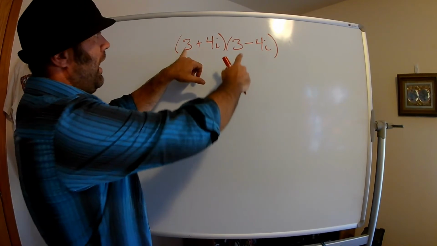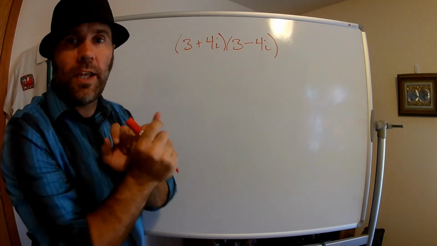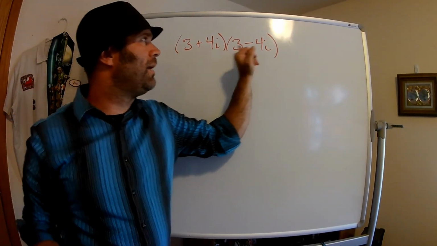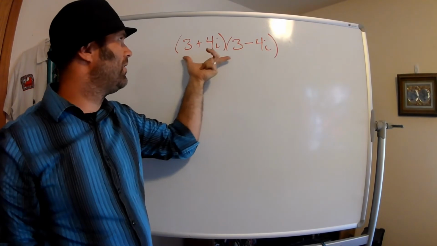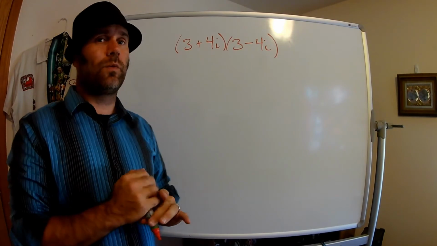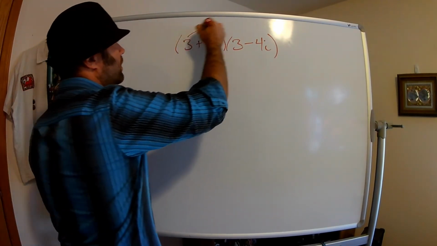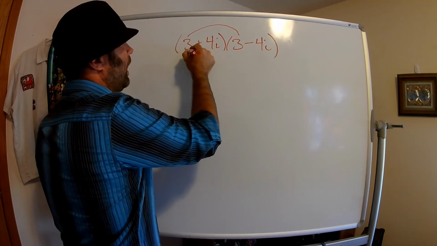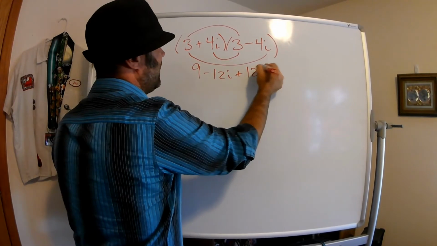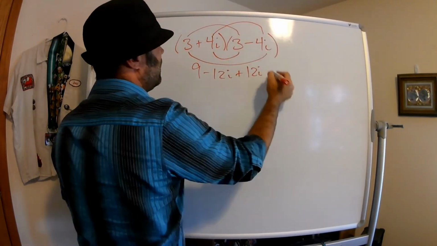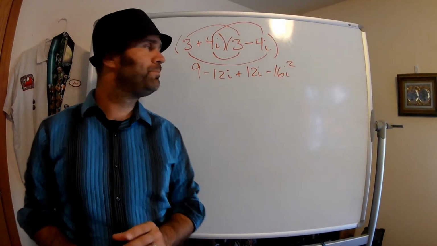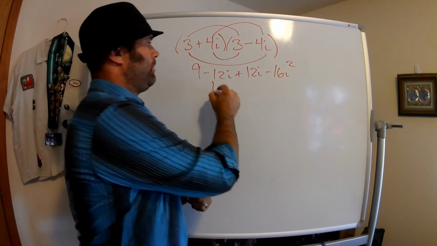We could plug any one number in for the 3, any one number in for the 4, as long as it's a plus bi, a minus bi, where the a's are the same and the b's are the same, we will get a real number. So I'm guaranteeing us to get a real number this time. So first, 3 times 3 is 9. Outside, minus 12i. Inside, plus 12i. Last, minus 16i squared. Okay. Combine like terms, start with the middle.